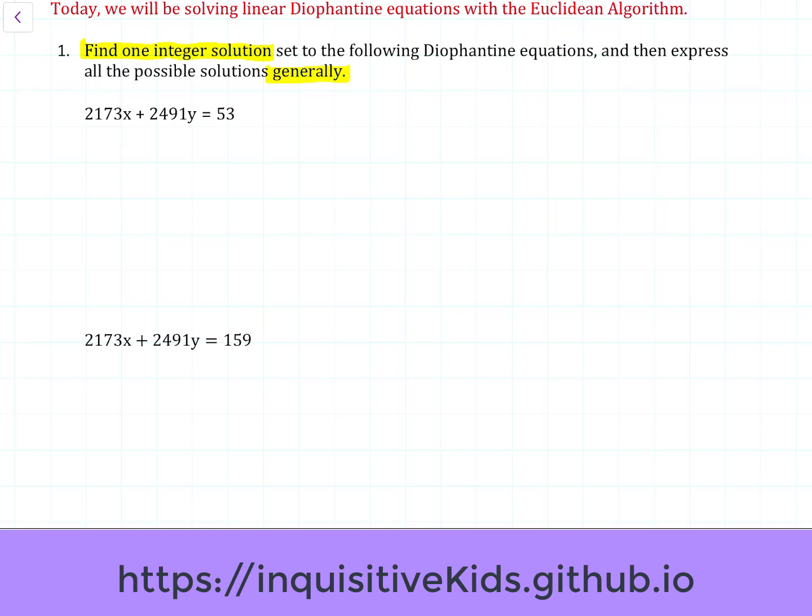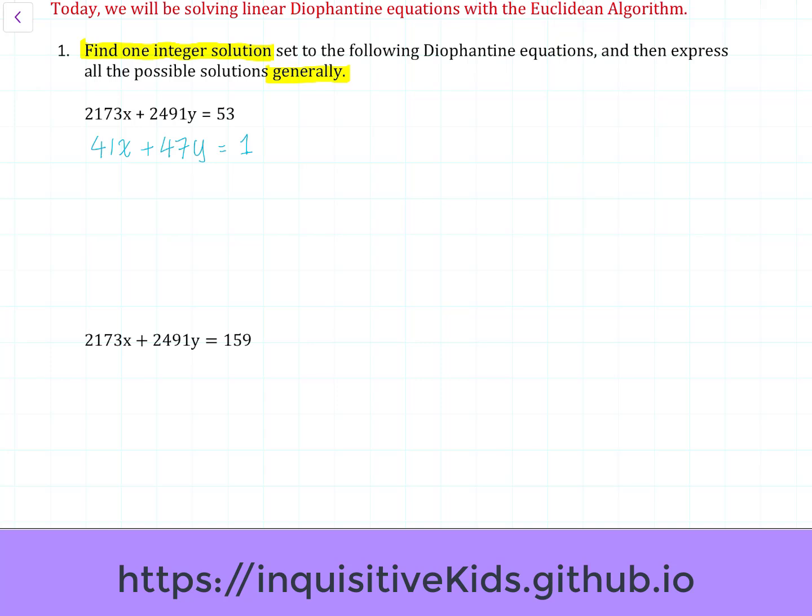Now the first step is to simplify this equation. As you can see, 2,173, 2,491, and 53 all can be reduced by 53. So dividing both sides of this Diophantine equation by 53, we get 41x plus 47y is equal to 1.